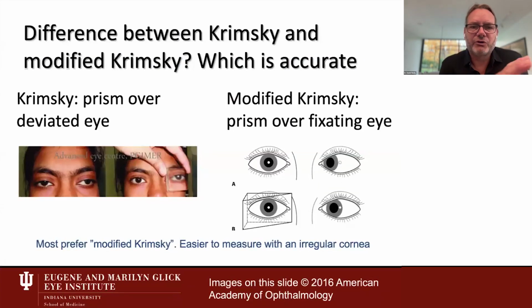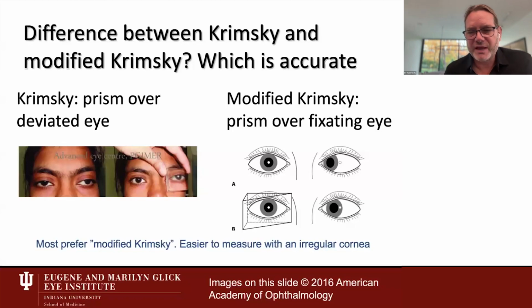Question came up, the difference between the Krimsky and the modified Krimsky, and which one is better? Well, there's probably not a whole lot of difference, but the differences are on the left side. The Krimsky test, as originally described, involved putting the prism over the deviated eye, and then looking at the corneal light reflex as you hold a torch or a muscle light and trying to center that reflex, and then that would be the prism deviation. That was modified to the modified Krimsky, where you're putting the prism over the straight eye, the normal eye, and you change the prism until the deviated eye appears to center.